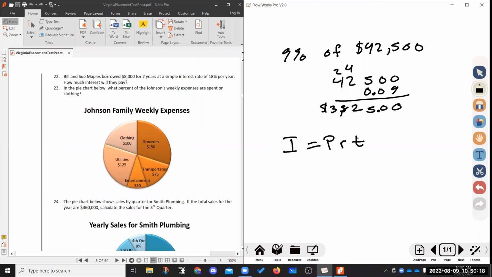T is time. Make sure that your rate, the percent that you're paying per unit of time, matches the unit of time here. So if this is a daily interest rate, T has to be in days.